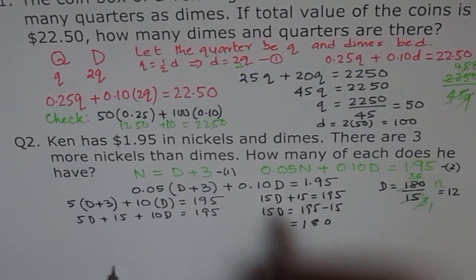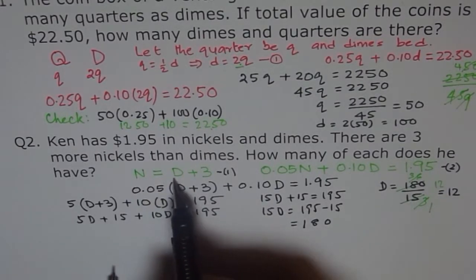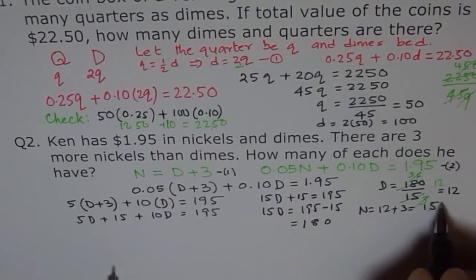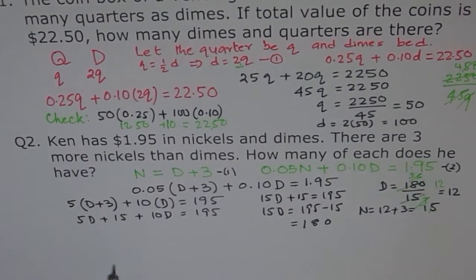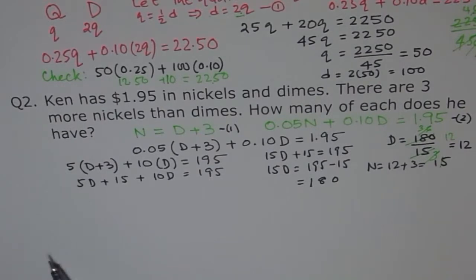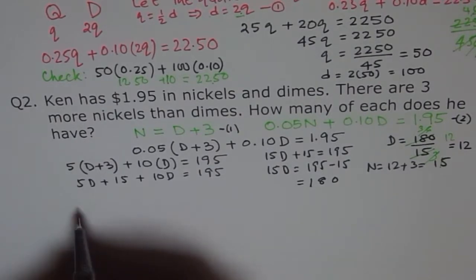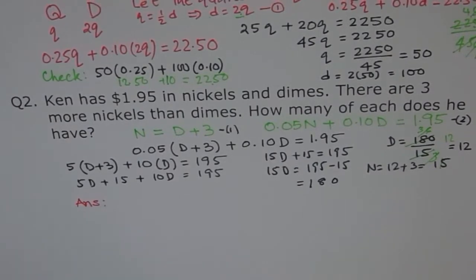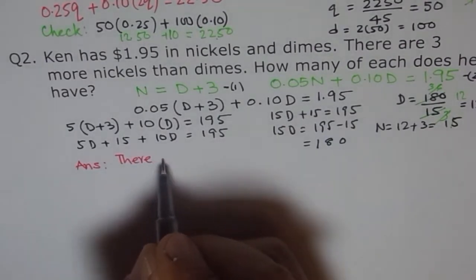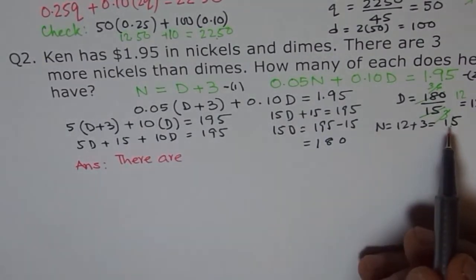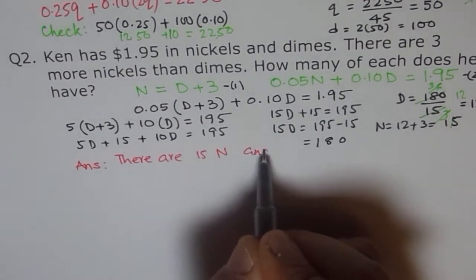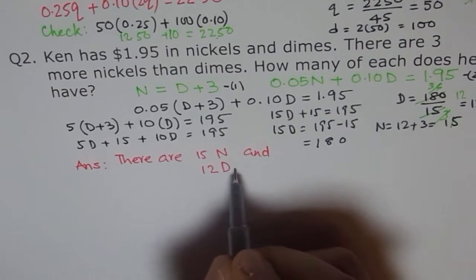So if there are 12 dimes, how many nickels are there? Nickels are 12 plus 3. So we get nickels equals 12 plus 3, which is 15. So the answer is what? How many of each does he have? You should surely write the answer in words, okay? So the answer is there are 15 nickels and 12 dimes. Is that okay?